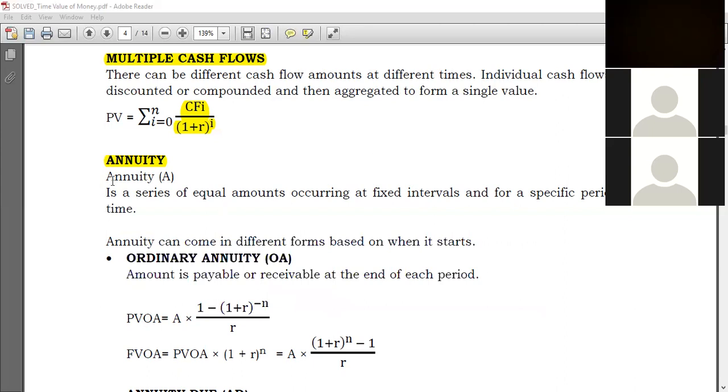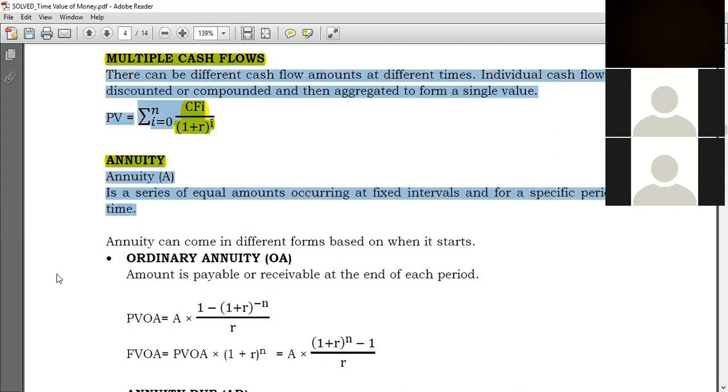So that's why if you speak of an annuity, we say that it's a series of equal amounts. Now observe those 3 points. Equal amounts occurring at fixed intervals, equal spacing, and for a specific period of time. If not for a specific period of time, we call it perpetuity. Actually, we'll see it.